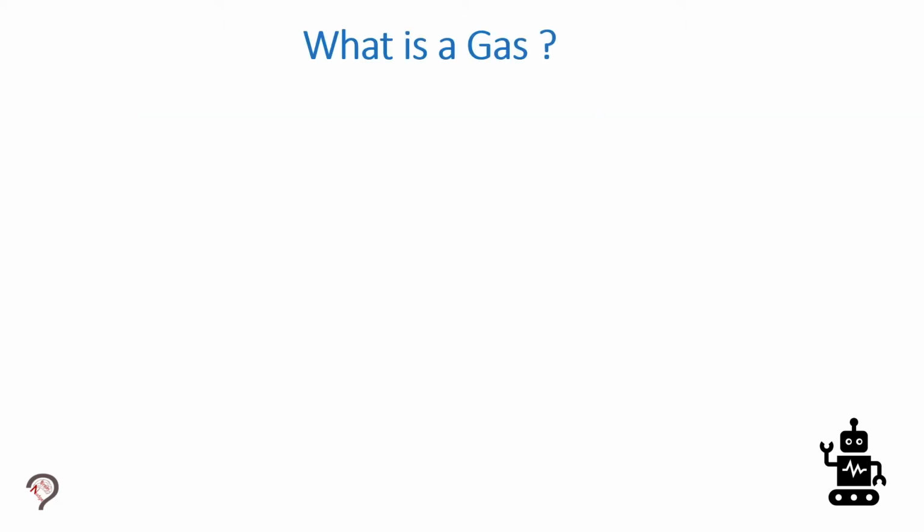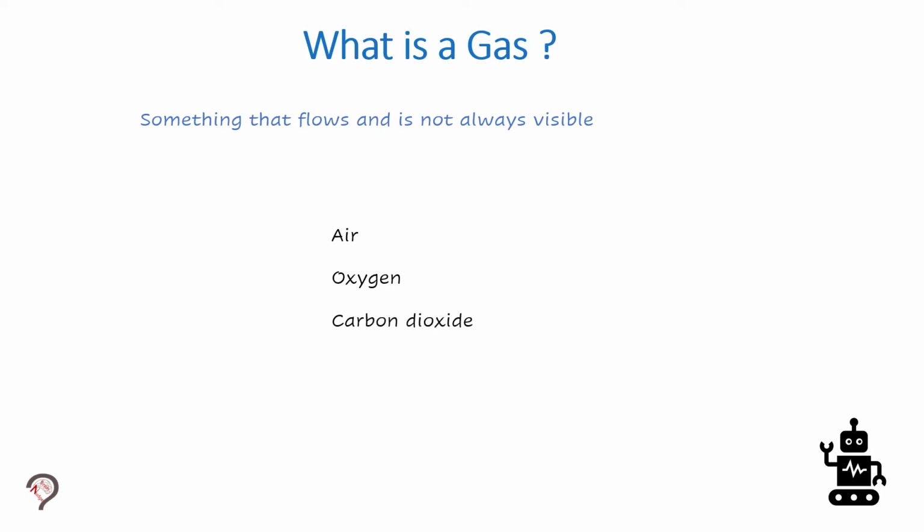And finally, what is a gas? A gas is something that flows and is not always visible. Air, oxygen, carbon dioxide are all forms of gases.